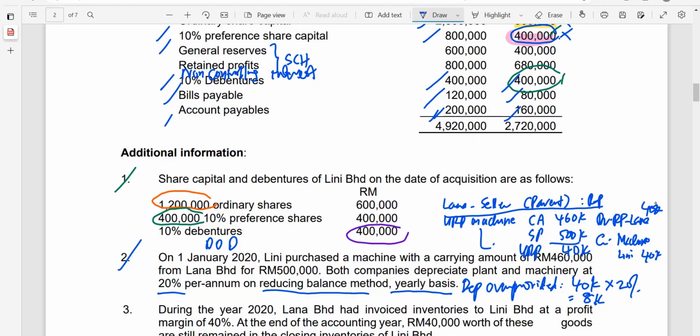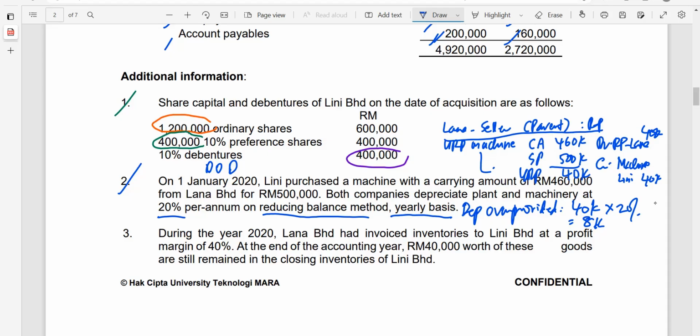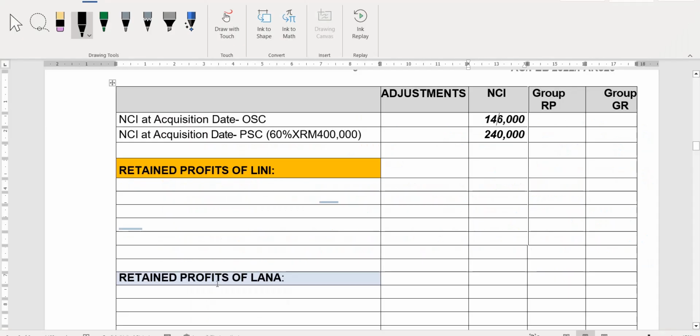If you reduce the depreciation, this must be done in the books of the seller. A seller should have done that because depreciation has been over provided by the buyer, but the seller is the one adjusting the profit for the over provision of depreciation. You will debit the item here, machine, with 8,000, and you will credit the retained profit here, the seller Lana, with 8,000. That must be included in your workings, so it will be included in the schedule.